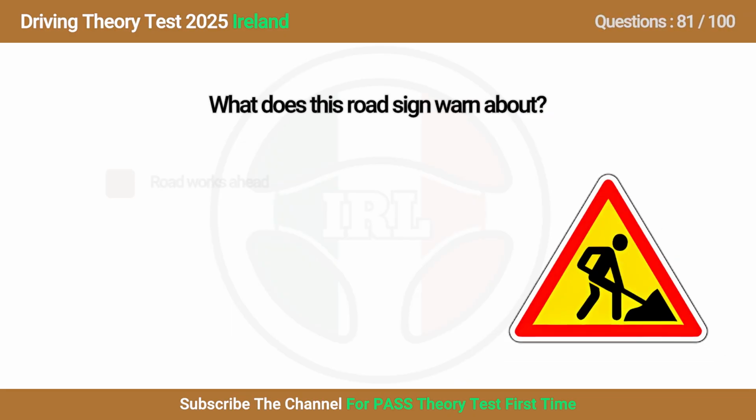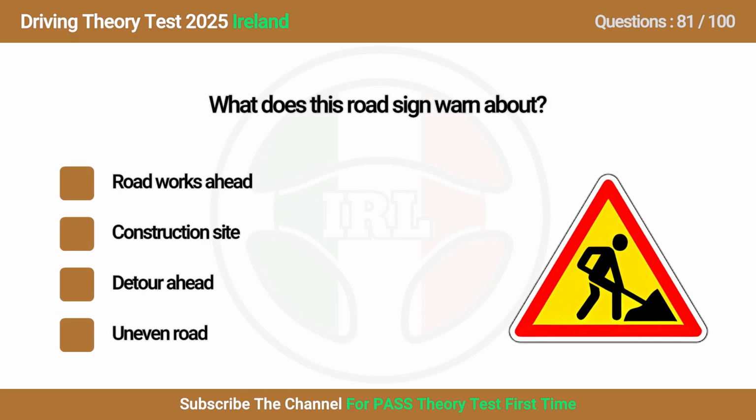Question 81. What does this road sign warn about? A. Road works ahead. B. Construction site. C. Detour ahead. D. Uneven road.